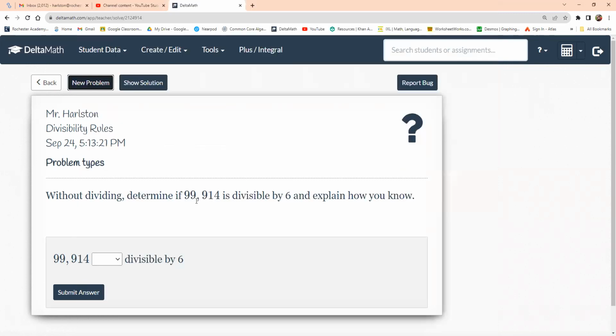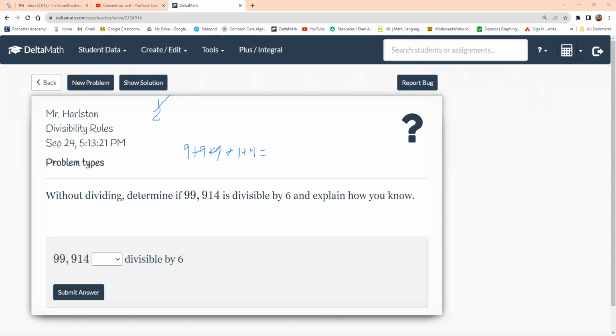So we've got to do two things here. The very first thing is, you can see that it ends in 4. That's an even number, so that means it is divisible by 2. We already know that, so the 2 part checks. Now we've got to do the 3. The way we do the 3 is we just add the digits: 9 plus 9 plus 9 plus 1 plus 4.